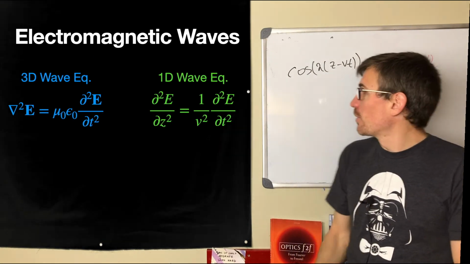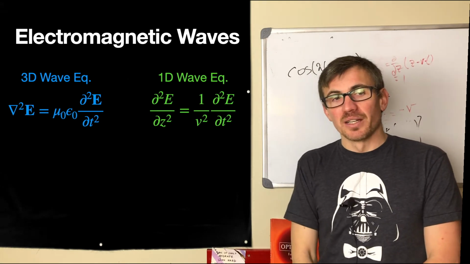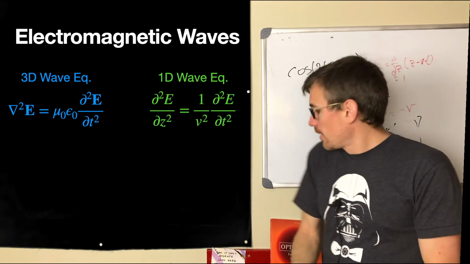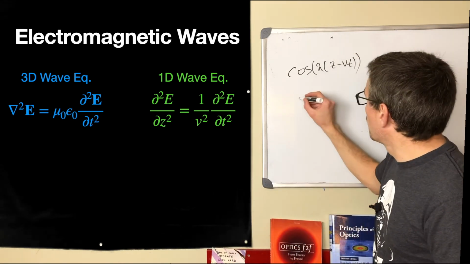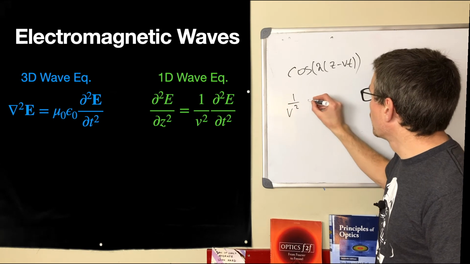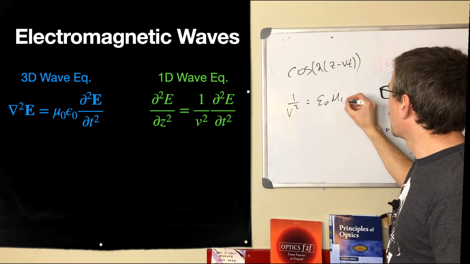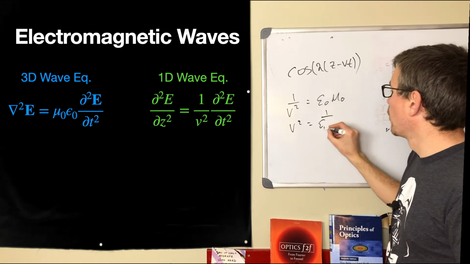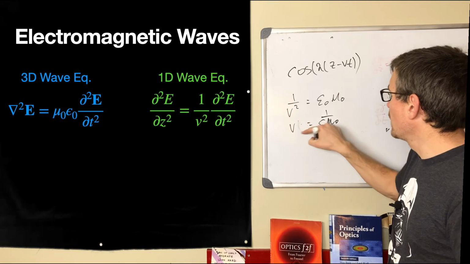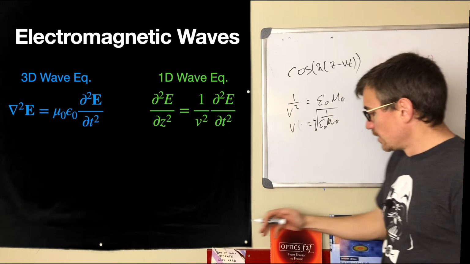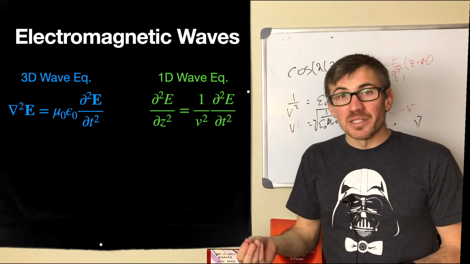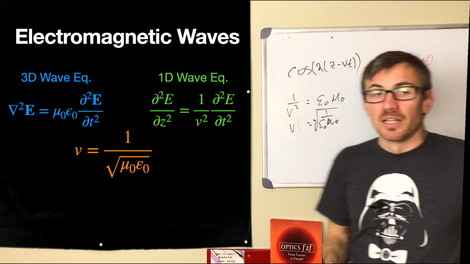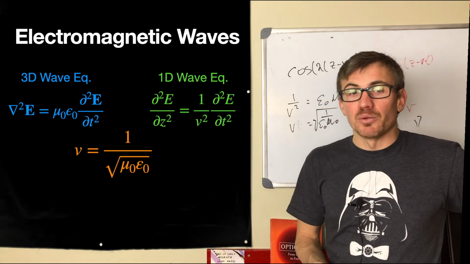And let's compare those now. We have the three-dimensional and the one-dimensional wave equation, and we can immediately see something here, that they're of the same form, but here we have 1 over v squared is equal to epsilon naught mu naught, so that v squared is equal to 1 over epsilon naught mu naught, or v is equal to the square root of that. Okay? So Maxwell's equations predict a wave equation that has a very particular velocity, 1 over the square root of epsilon naught mu naught.